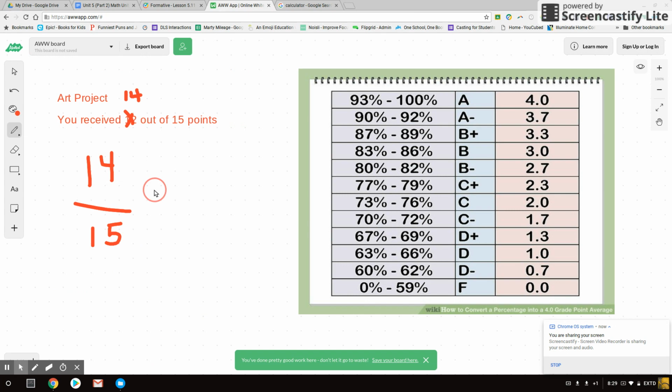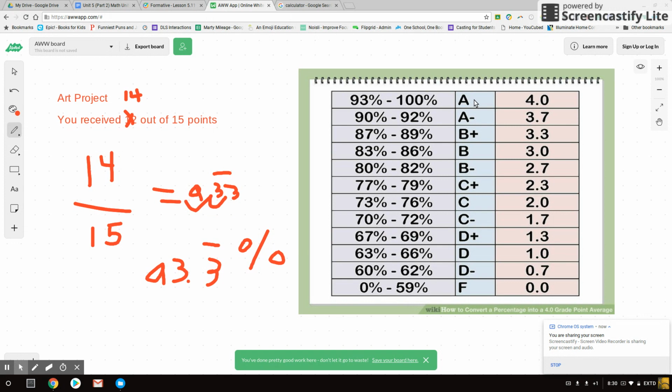14 divided by 15 gets me 0.9333333, it's going to repeat. If I move that 2 spots, my percentage would be 93.3, and that will repeat forever. 93.3%. If I look at my grading scale, a 93% would put me into that A category. So I would get an A on that. Yay me, I did a great job.